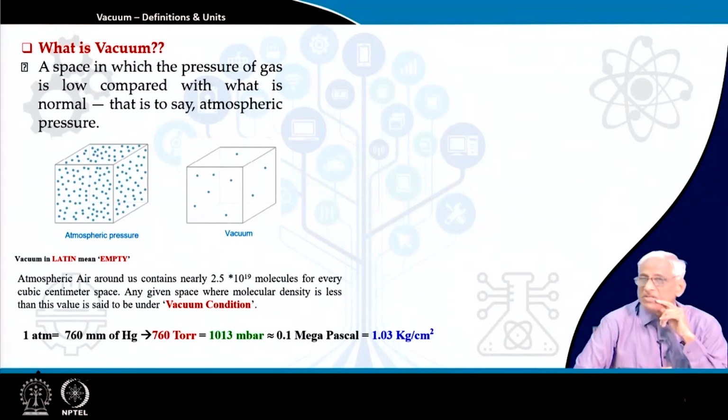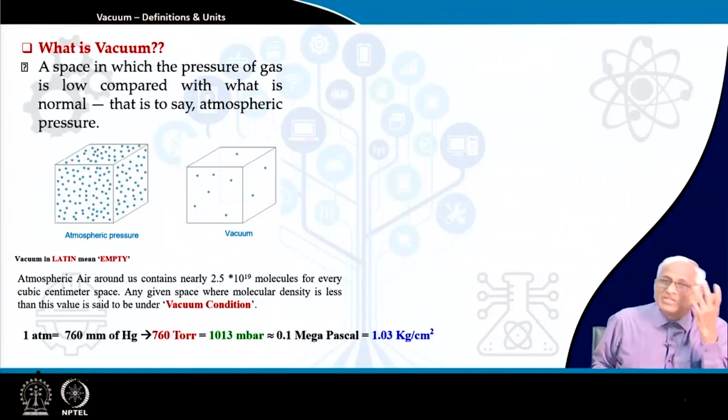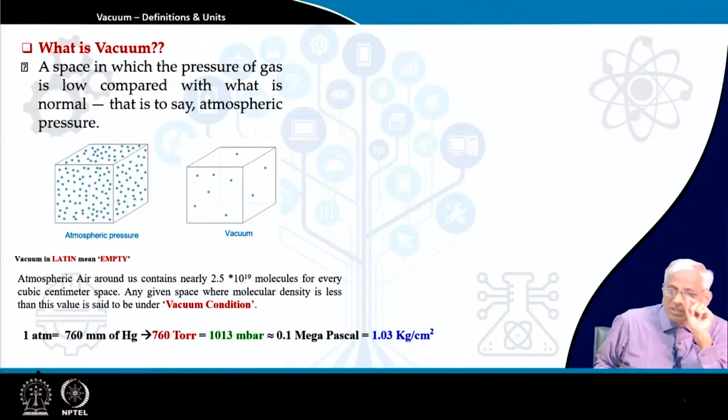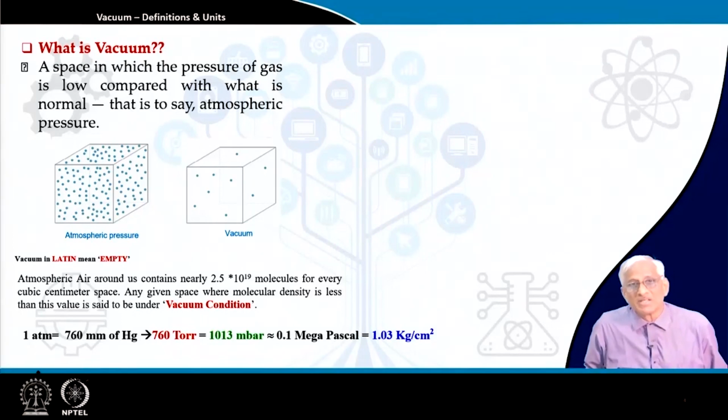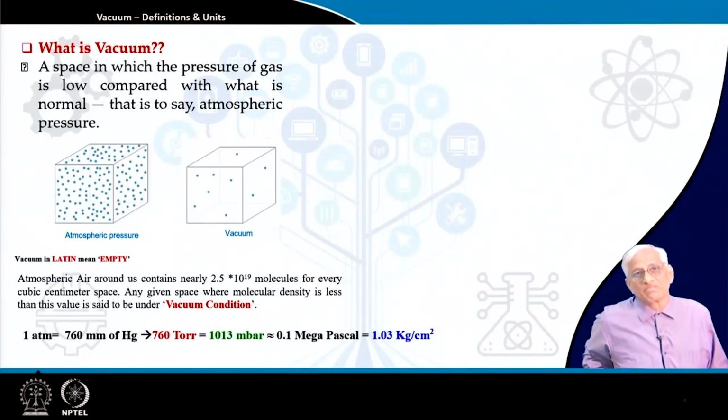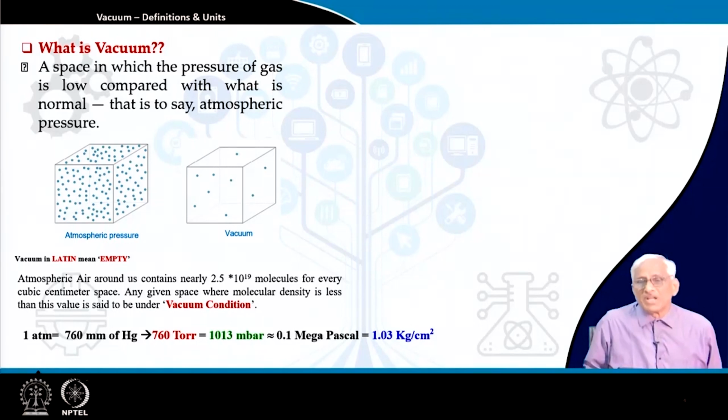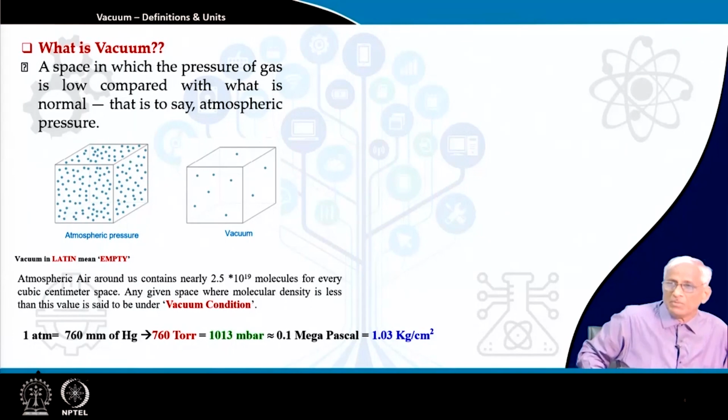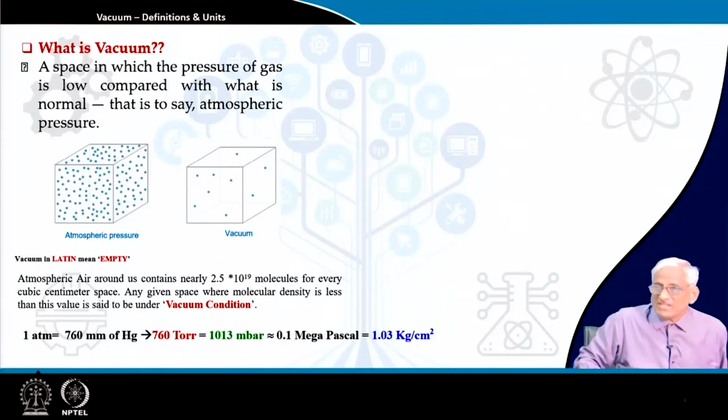a scientific definition has to be given, not just emptiness or fewer molecules that you call vacuum. No, the American Vacuum Society has given a scientific definition: for a unit volume, that means 1 centimeter by 1 centimeter by 1 centimeter dice type of volume, if it contains less than 2.5 into 10 to the power of 19 molecules, then it is said to be under vacuum conditions. This is the scientific definition. How it comes you can derive, but for lack of time I will not be talking about it. As a hint, you can take the molar volume, 22.4 liters for any gas, and the number of molecules given by Avogadro, and you will get this value very easily.